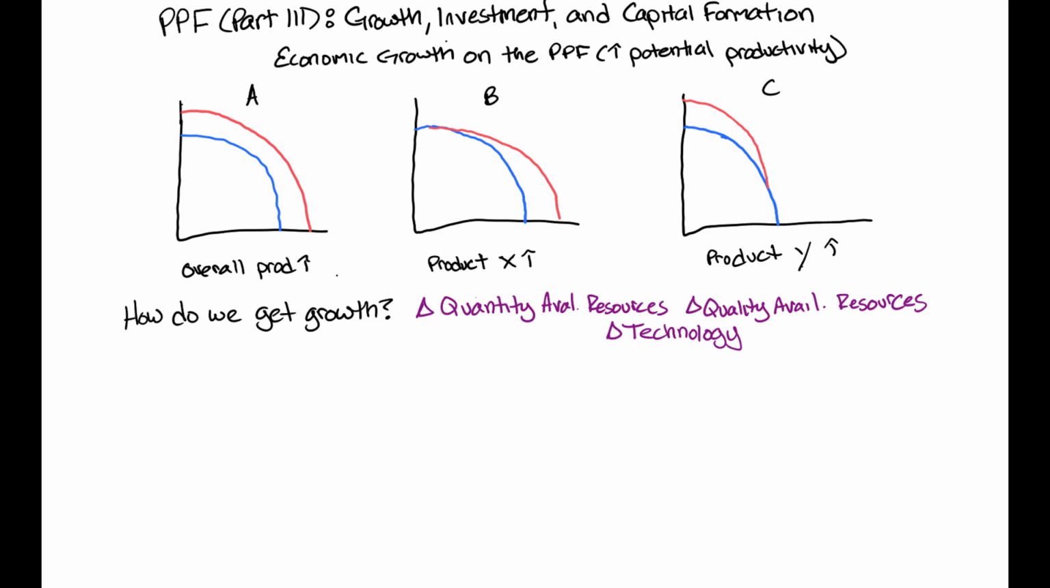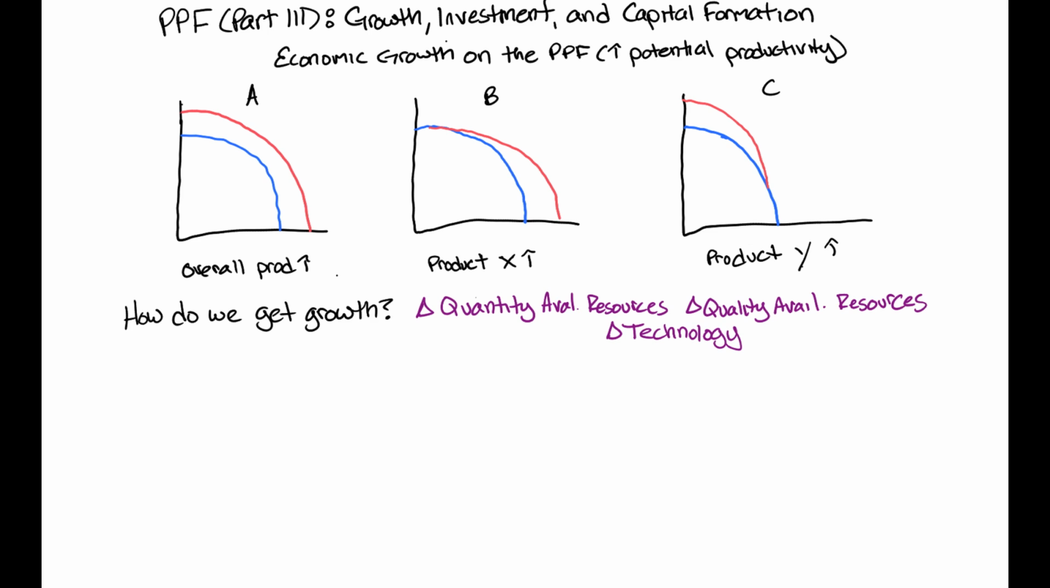The next question we attempt to answer is, okay, so how do we achieve this economic growth? We know that growth is good. We want to be able to increase real GDP per capita. We want to be able to increase quality of life for our economy. So the question is, what do we have to do in order to accomplish this growth along the production possibilities frontier? So there's essentially three things that can cause these shifts to occur.